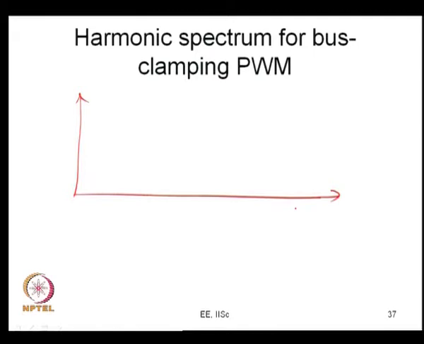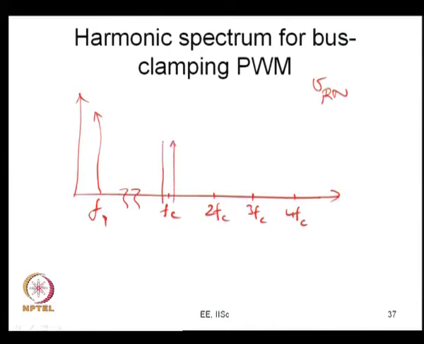So, we are considering the output voltage Vrn, where R is the load terminal and N is the load neutral. If you look at the components, as before, you will have the fundamental frequency component F1, and then a large gap, and then the carrier frequency Fc, 2Fc, 3Fc, 4Fc, and around these you will have harmonic components as before.